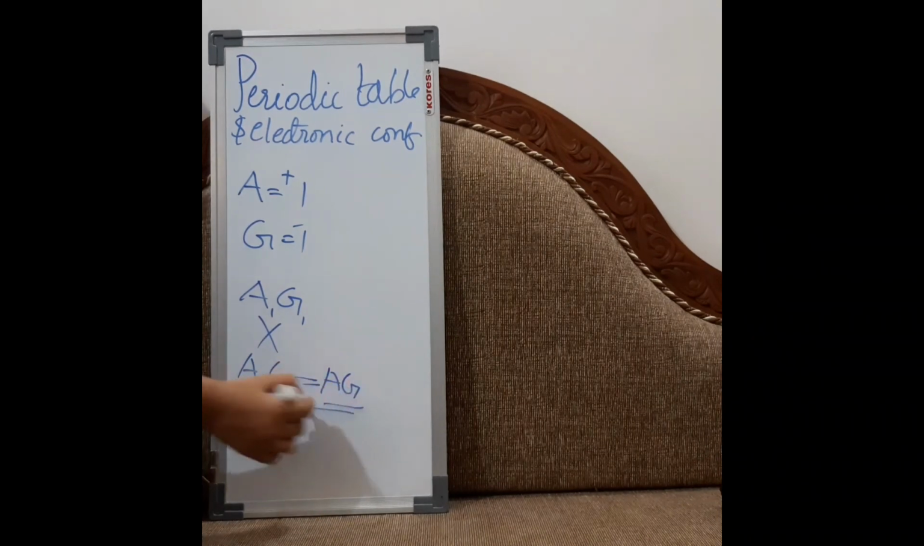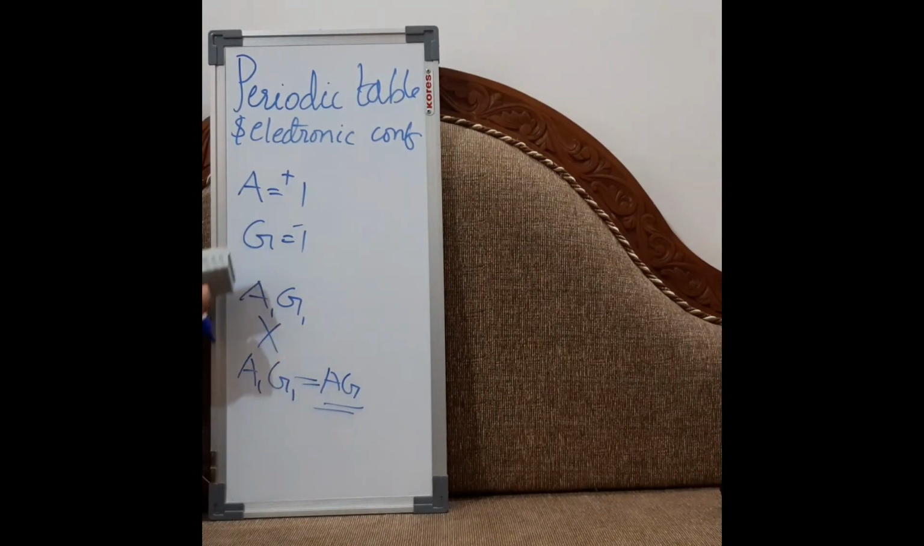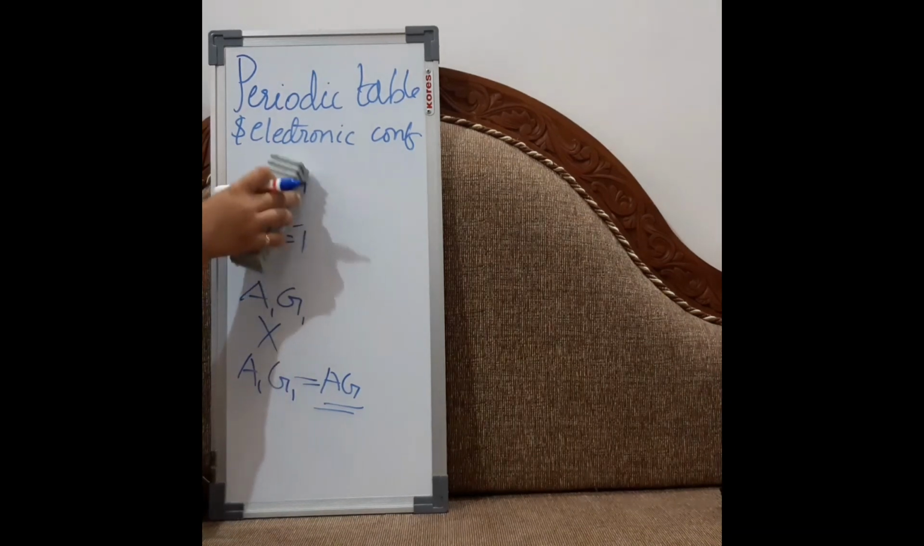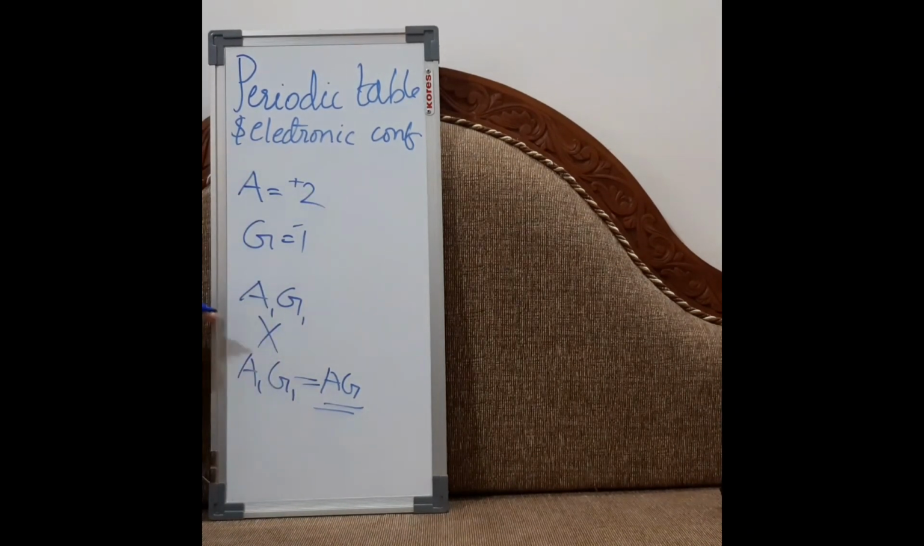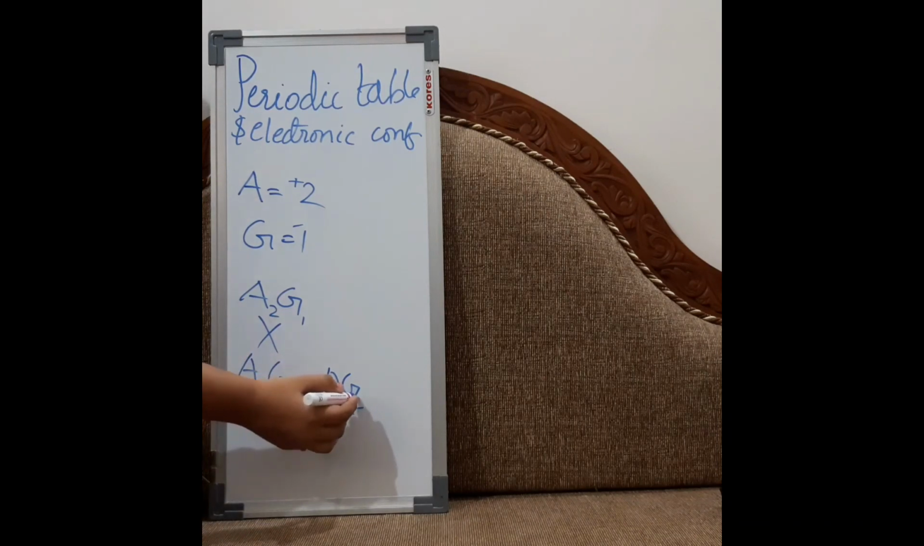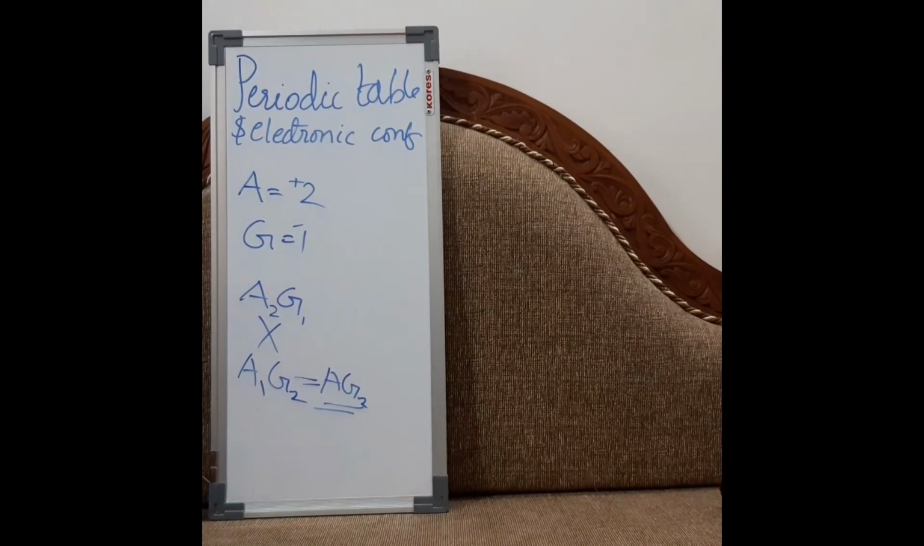For example, suppose here A is +2. If it is A+2, then it will be A2 G1. So we have to cross the valency, so it will become A1 G2. So the answer will be AG2. But here the answer is AG. Okay.